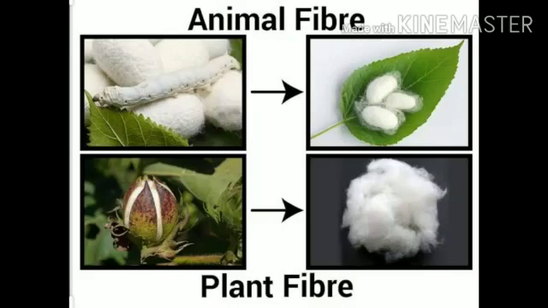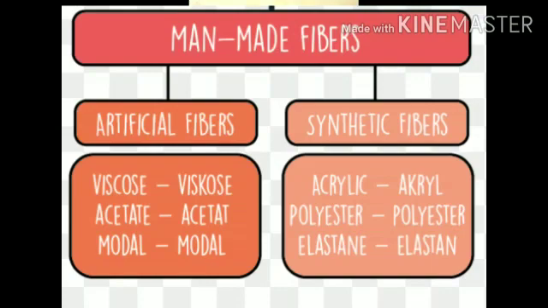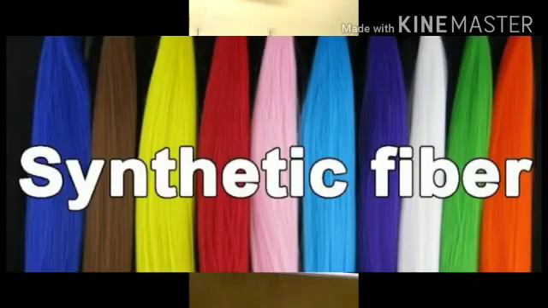Now we are going to see the man-made fibers, that is artificial fibers. It is also called as synthetic fibers. Synthetic fibers, which are man-made fibers. It is made by the man. So it is called as man-made fibers. For example, rayon, nylon, polyester and acrylic. Synthetic fibers are made by the use of chemicals.